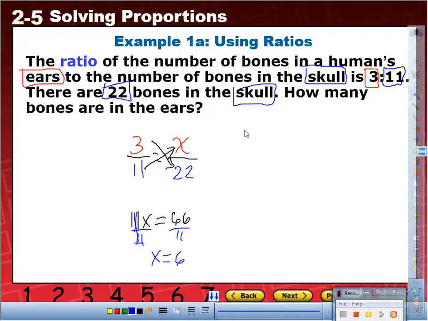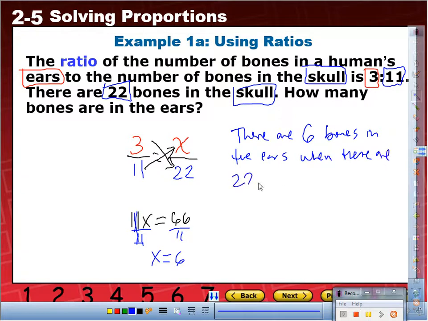So check this out. I'm going to write, there are 6 bones in the ears when there are 22 bones where? In the skull. You see what we did? All right, see if you can do the next one next to it by yourself.